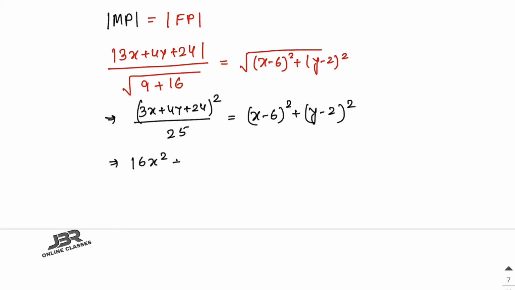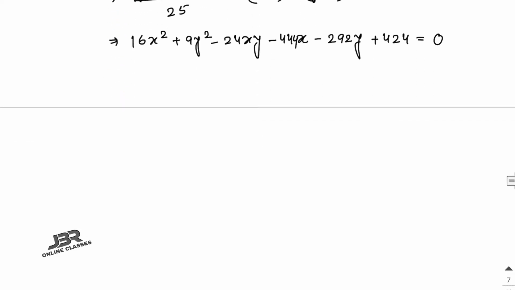Here the equation is 16x square plus 9y square minus 24xy, then minus 44x minus 292y plus 424, that is equal to 0. I hope you can calculate this equation. Okay, so now next one, sum number 13. Sum number 13 is the same as sum number 12, so I hope you can solve it.